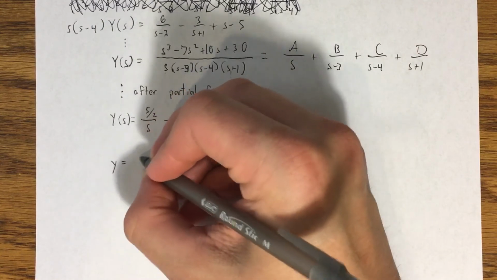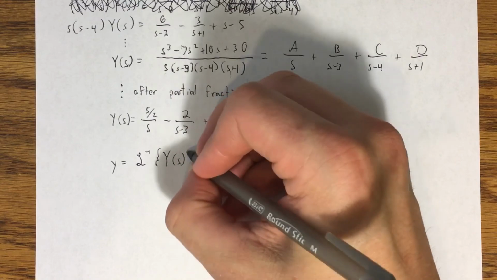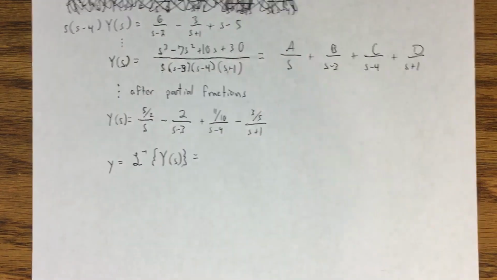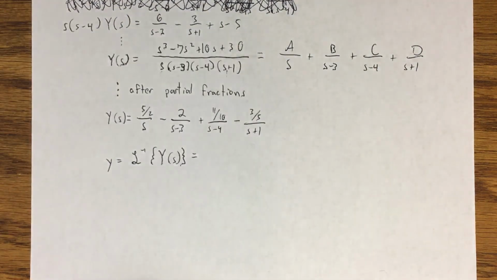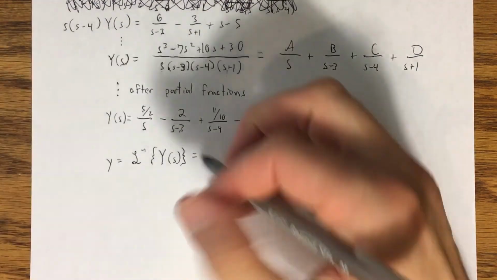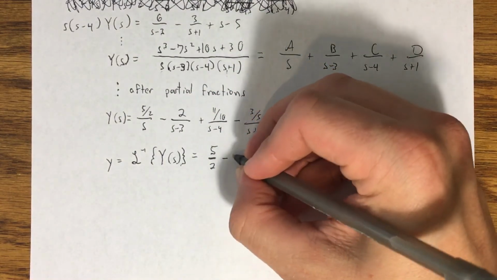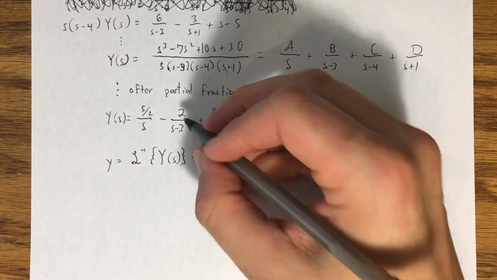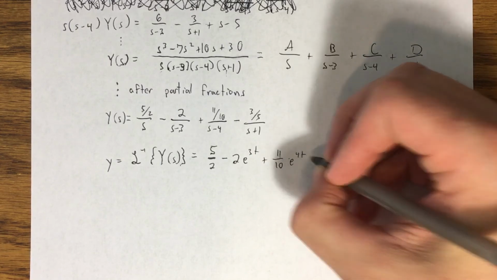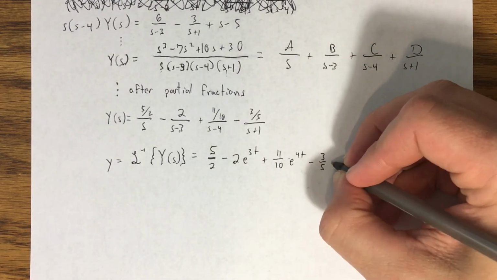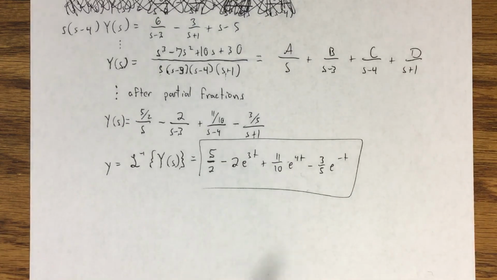That means y is equal to the inverse Laplace transform of that Y of s, just like before, and each of these inverse Laplace transforms we can evaluate directly. I can take the 5 halves out, I get 1 over s. The inverse Laplace transform of that is just 1, so 5 halves times 1 is 5 halves. Then I'm going to get minus 2 e to the 3t from that guy, plus 11 tenths e to the 4t from that guy, minus 3/5 e to the negative t from that guy. And this right here is my solution.